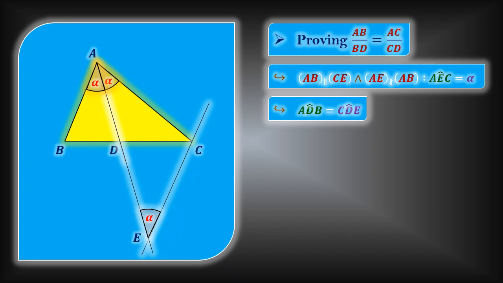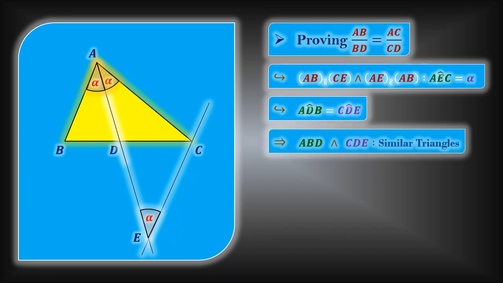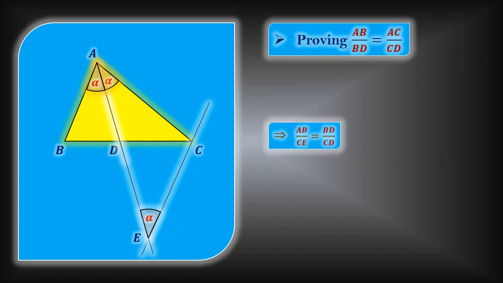From these angle equalities, we conclude that the triangles ABD and CDE are similar triangles. From this triangular similarity, we can deduce the equality between the ratios AB divided by CE is equal to BD divided by CD. Let us keep this result in mind.